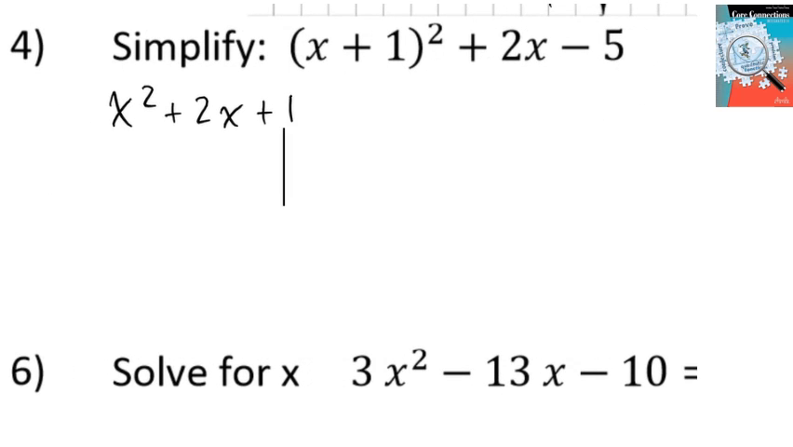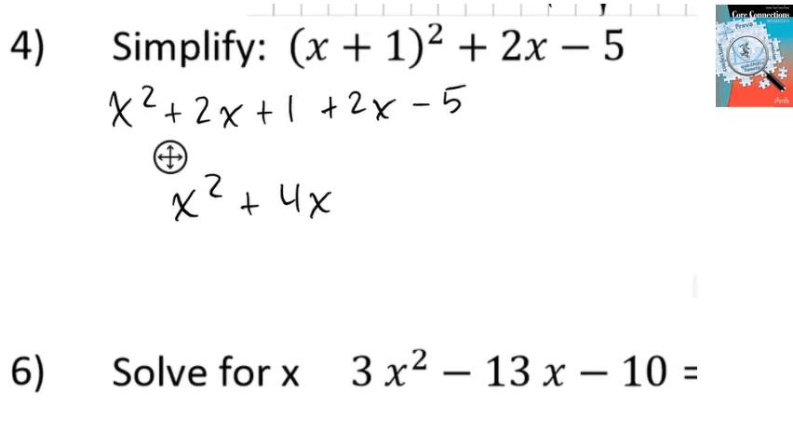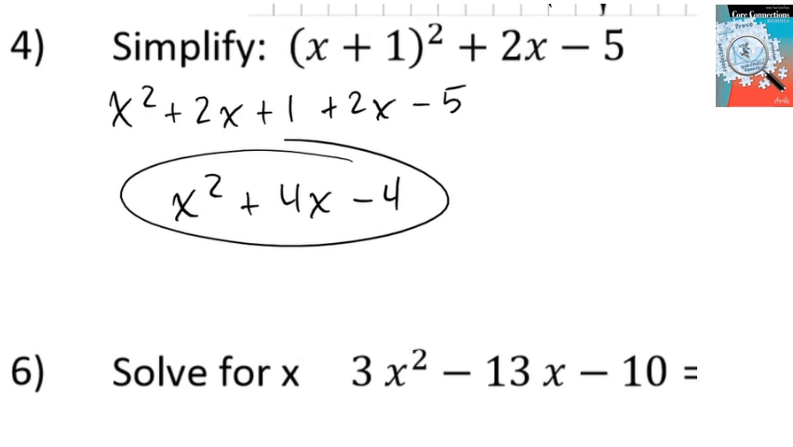So I've got this, and then I'm going to add to that 2x, and then I'm going to subtract the number 5. So if I simplify this, I can see I only have one quadratic term. I've got the x squared, and then I'm going to add to that 4x, and then I've got a positive 1 and a negative 5, which is negative 4. So this is the simplified version. There's actually less operations necessary to evaluate this particular expression.